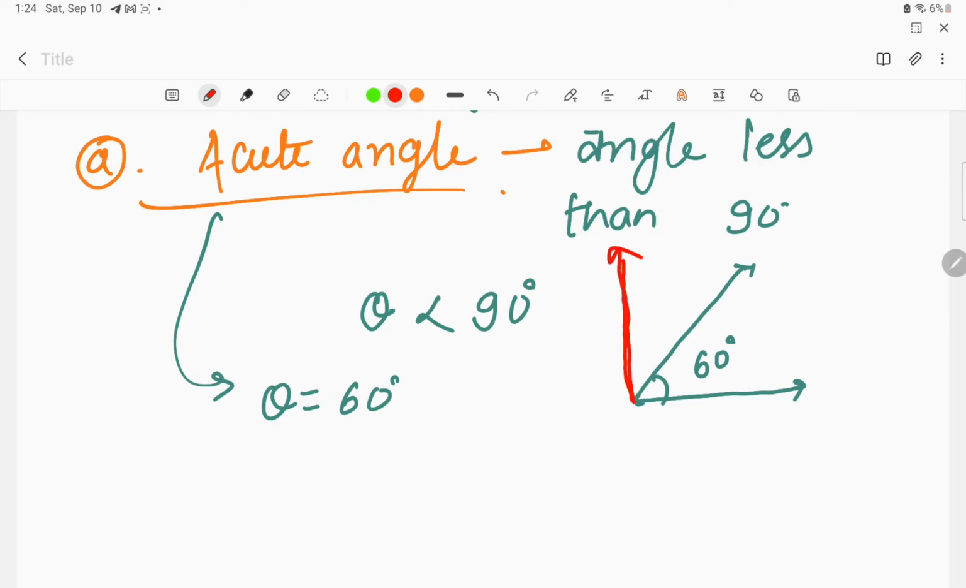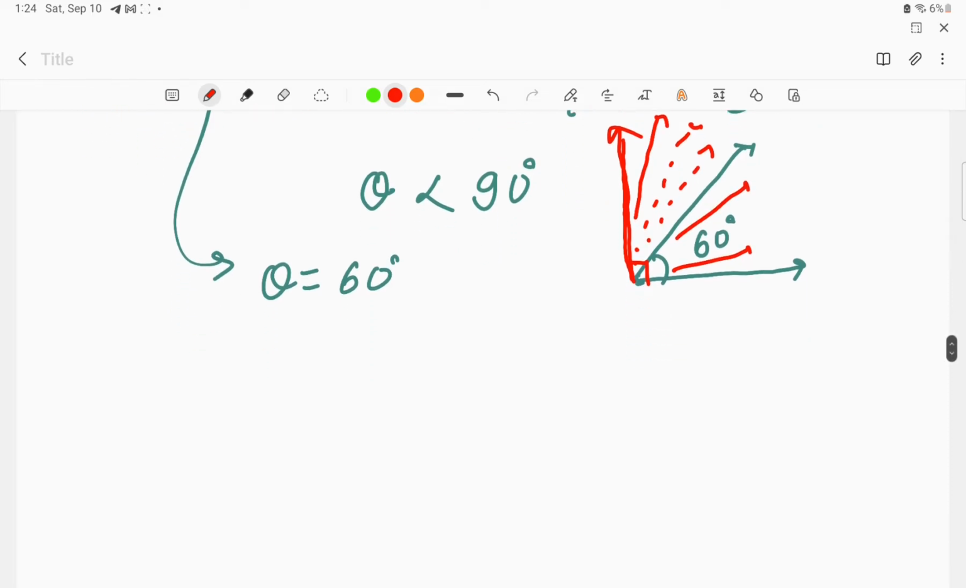Sorry, this is the 90 degree, right? This is the 90 degree. So any angle less than that of the 90 degree, whatever angle you take here. If we consider this angle, all these are nothing but less than that of the 90 degree. It means this is called as the acute angle.